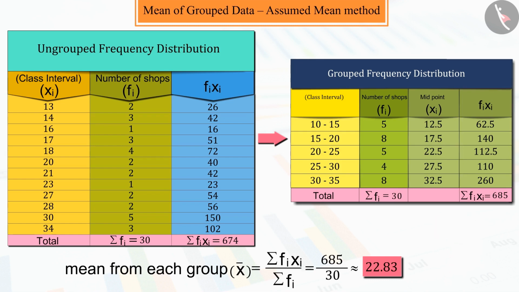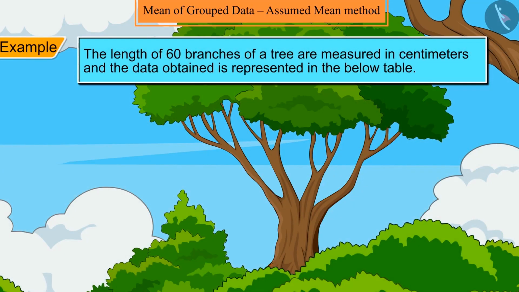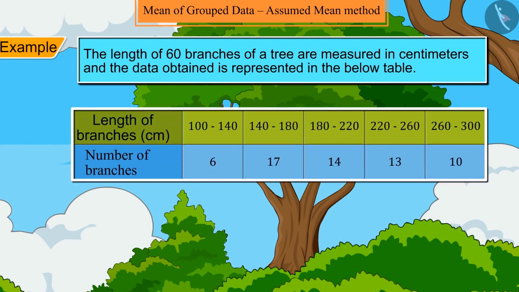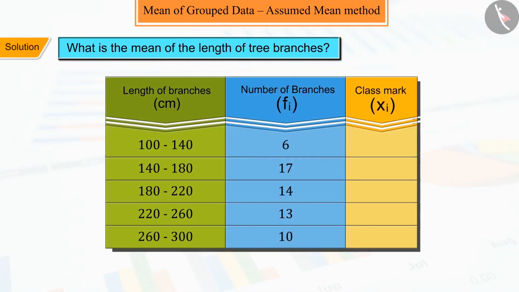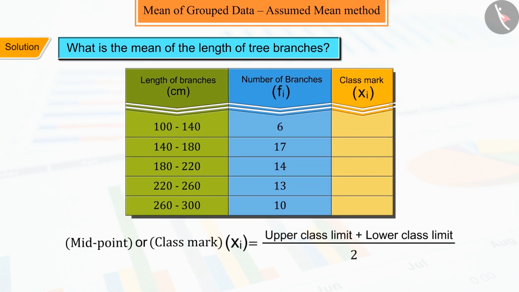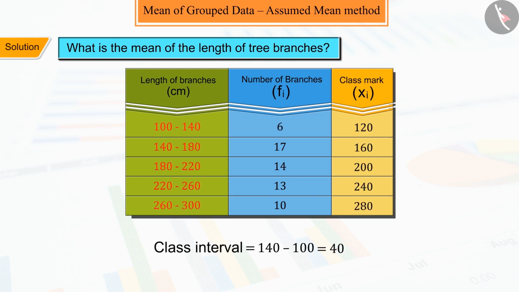Come, let's try to understand it with the help of an example. The length of 60 branches of a tree are measured in centimeters, and the data obtained is represented in the below table. Then, what is the mean of the lengths of the branches? Come, let's see. From the given table, for each class interval first, we will find the class mark, that is midpoint xi, for which we will use the class mark formula, where the class size is 40.